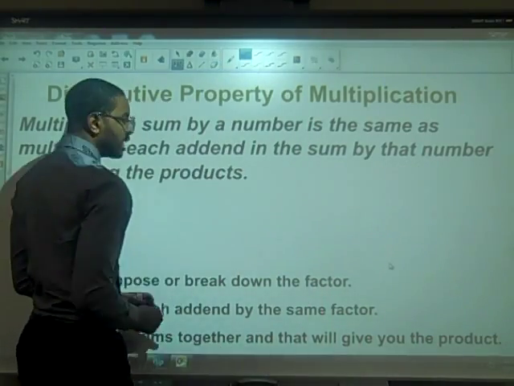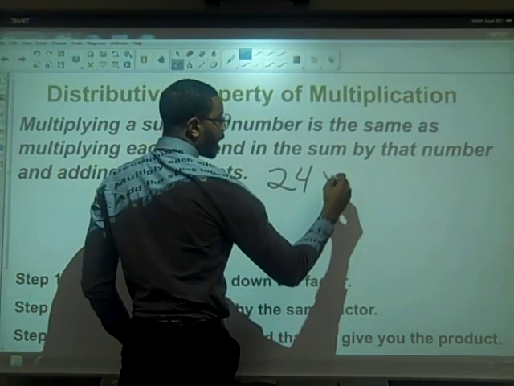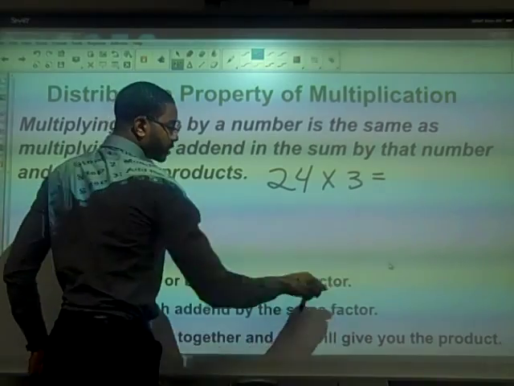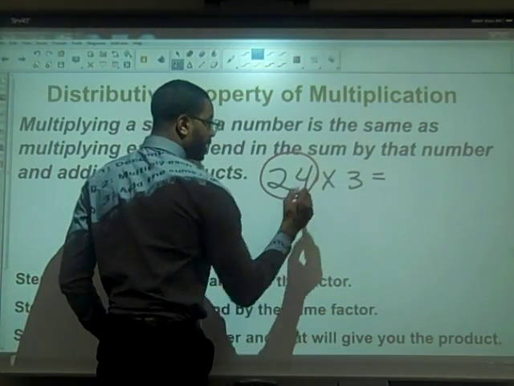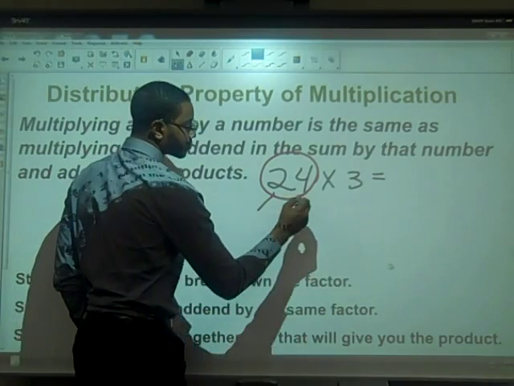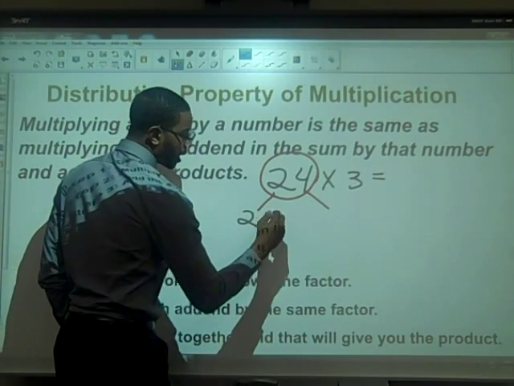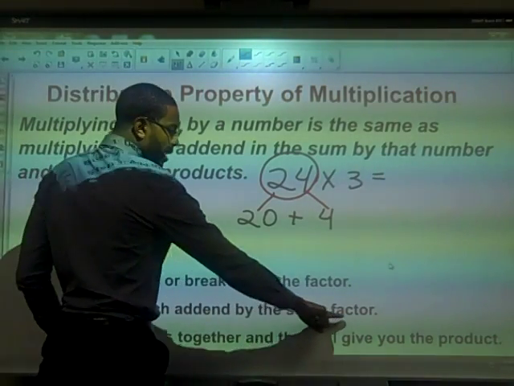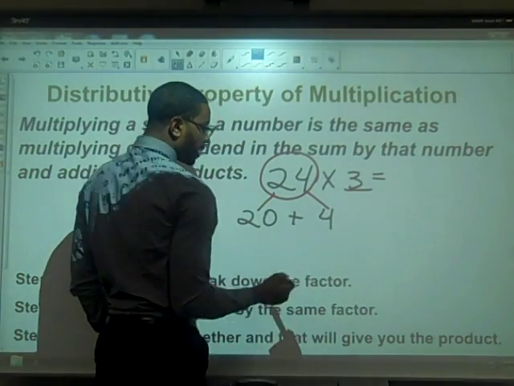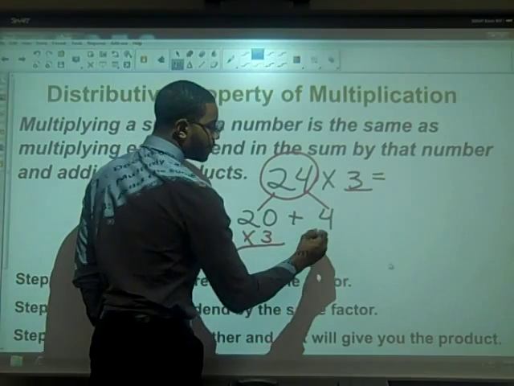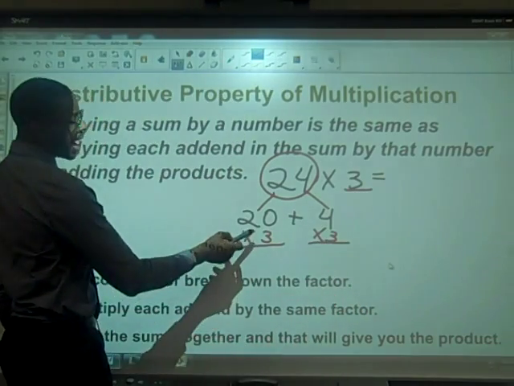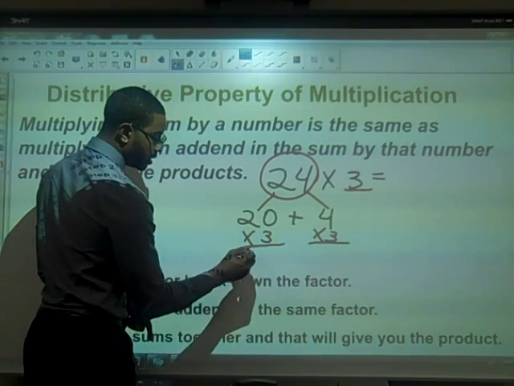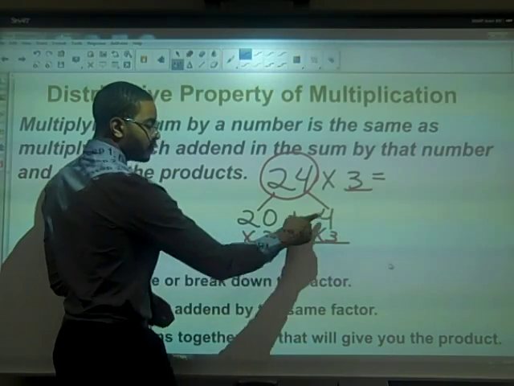So let's try with a different number. Let's try 24 times 3. Step 1, decompose or break down the factor. I'm going to take 24 and break that number down. When I break down 24, I think of 20 plus 4. Step 2, multiply each addend by the same factor. So we're going to multiply 20 times 3 and 4 times 3. When I multiply 20 times 3, all I really need to do is multiply 2 times 3. 2 times 3 equals 6. And I just add my 0 at the end. 4 times 3 is 12.